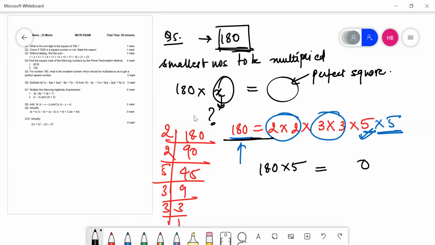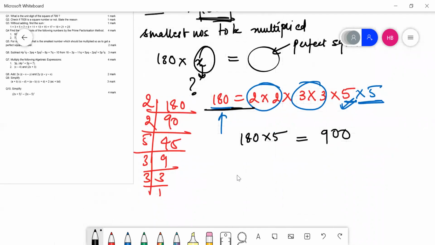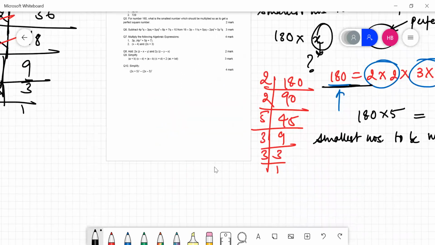So 5 times 9 is 45, right? So the smallest number which I need to multiply is, you can write it here, smallest number to be multiplied is 5, right? That is your answer. Let's move to question number 6.